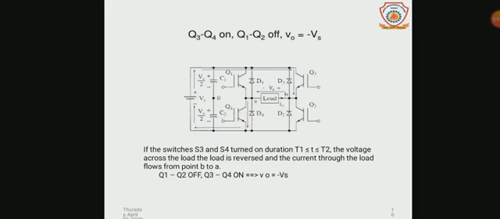In the second case, when the transistors Q1 and Q2 are turned off and transistors Q3 and Q4 are turned on, we get the conduction path as shown by blue lines, and we get the output voltage across the load as shown in figure, that is minus Vs or minus VDC.